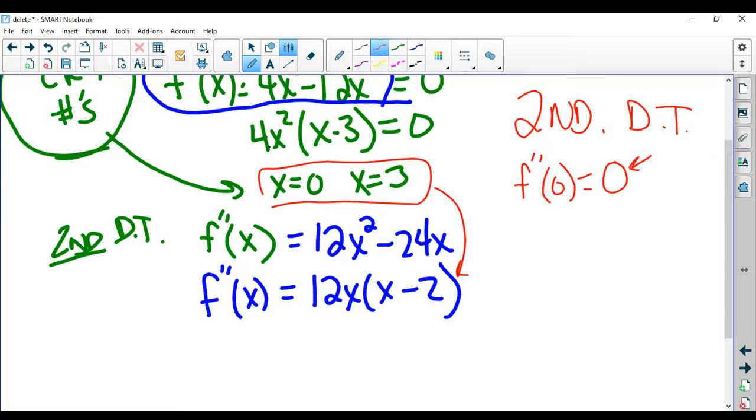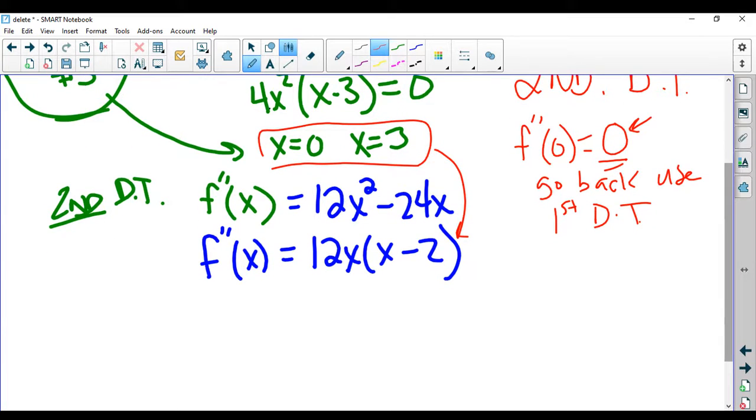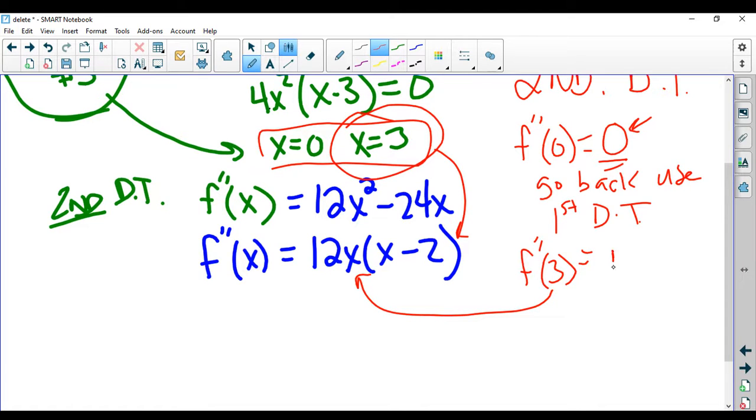So when the second derivative equals 0 at a critical number, you have to go back and use the first derivative test, that chart. And we'll do that in a second. But let's test the other critical number, x equals 3. So the second derivative at 3 would be a positive times 3 minus 2 is a positive 1. So a positive times a positive. So the second derivative is positive at 3.